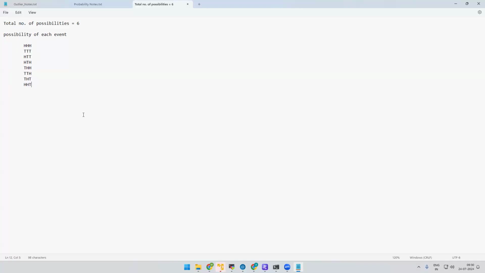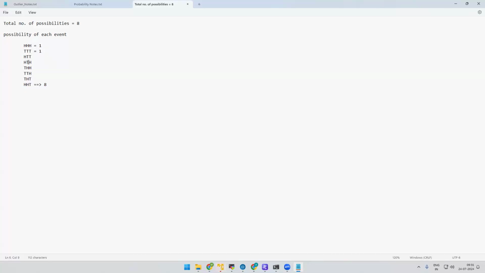Total, how many possibilities? 8. Basically, the way you need to look at it is like 2 square, 2 cube kind of. Anyway, total number of possibilities are not 6, but 8 in fact. All right, now the possibility of each event, HHH, TTT kind of. For HHH, what is the possibility of getting this event? Each event is 1, obviously, out of 8, so 1 by 8. But that is probability. First of all, we need to find the possibility.